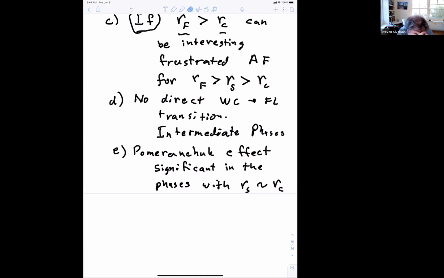Let's see. I have thought about it. I've got a number of random thoughts on it. So in the first place, I've started with the assumption that the Wigner crystal to Fermi liquid transition, if it's direct, should be first order.